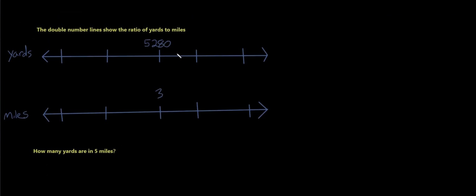This double number line shows the ratio of yards to miles. So we can go ahead and write down the ratio yards to miles. We have 5,280 to 3. And the question is asking us how many yards are in 5 miles. Now, to solve this problem, I think we need to start by finding the unit ratio, or just simplifying this as much as we can.